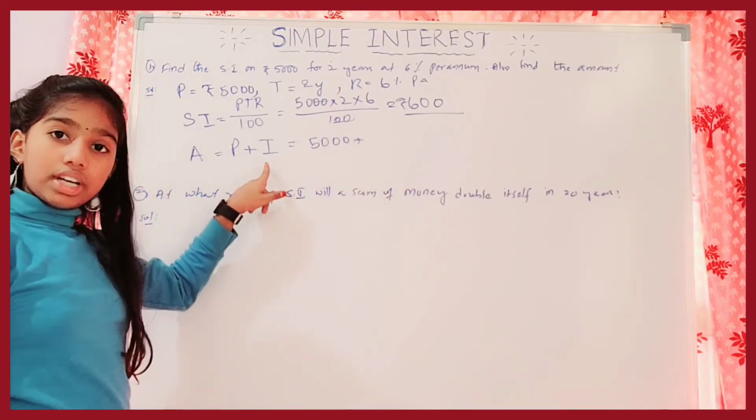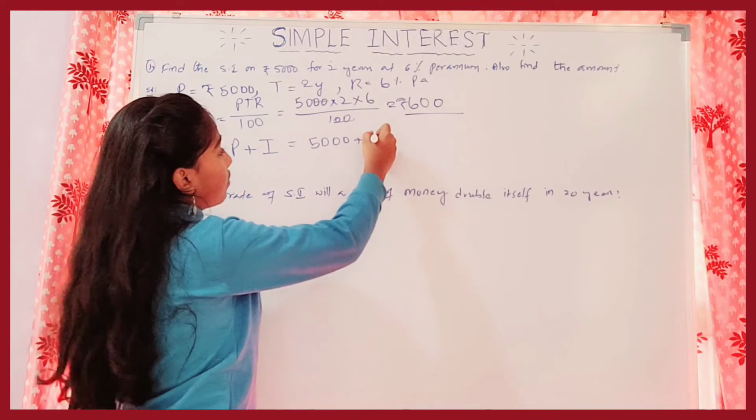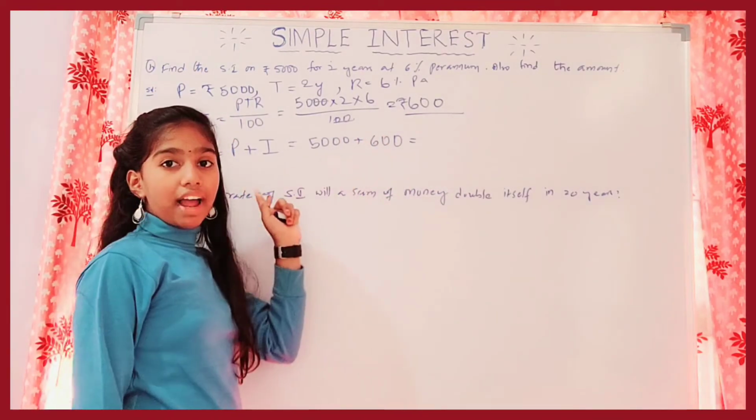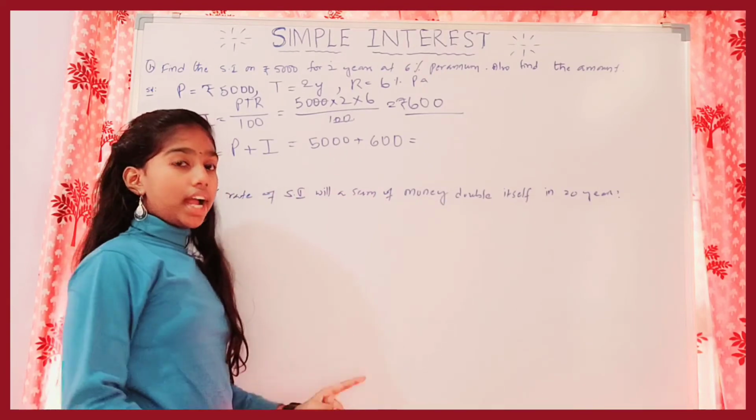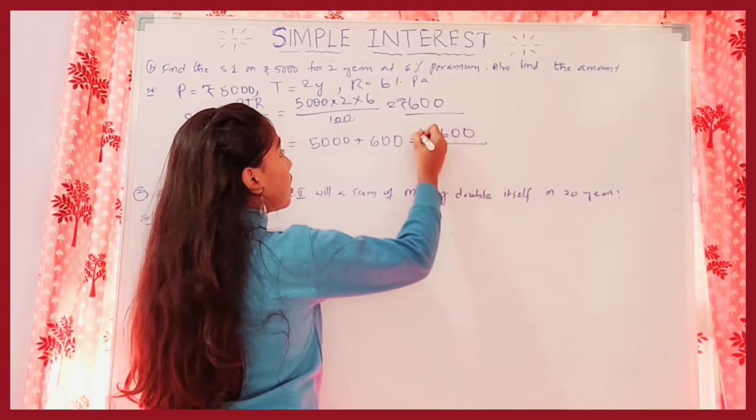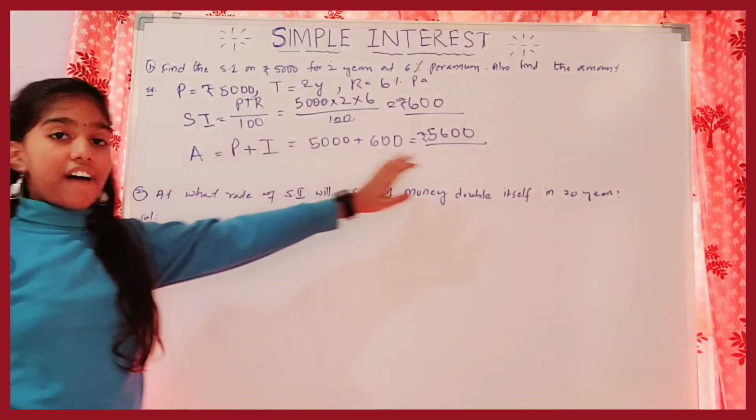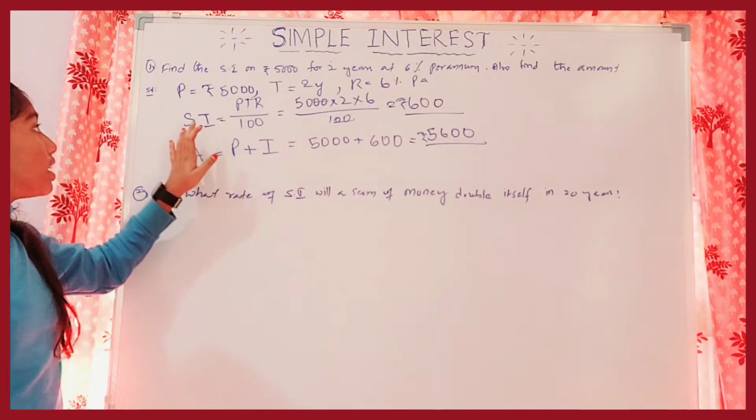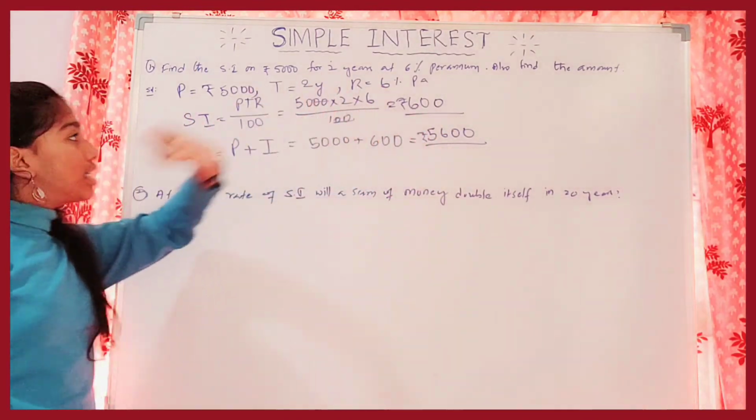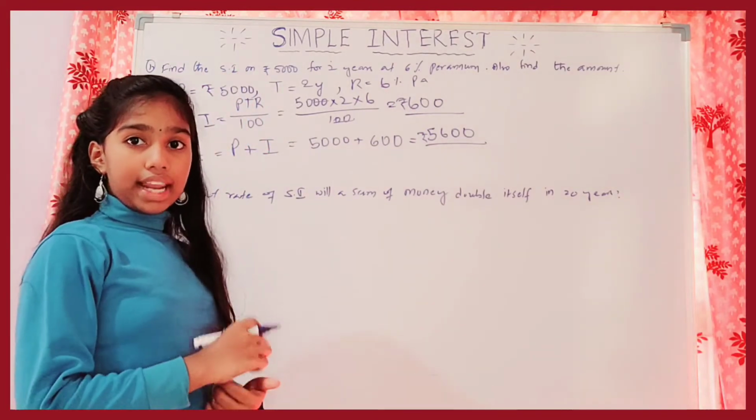plus, we already know the interest, that is 600 rupees. That is 5,000 plus 600. When we add these two, we get 5,600. So this is the amount. This amount is 5,600 and the simple interest is 600 rupees. Okay, we got the solution and the answers. So now let's go to the next example.